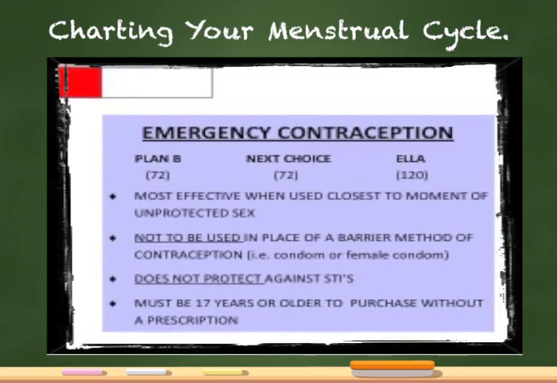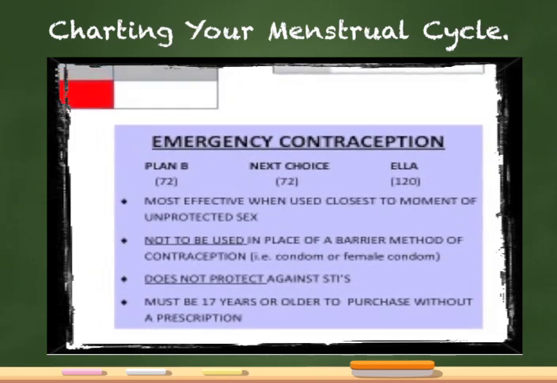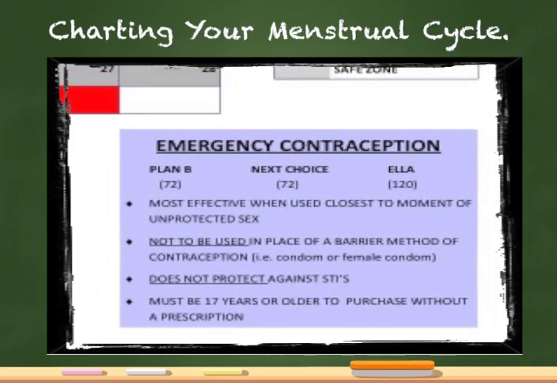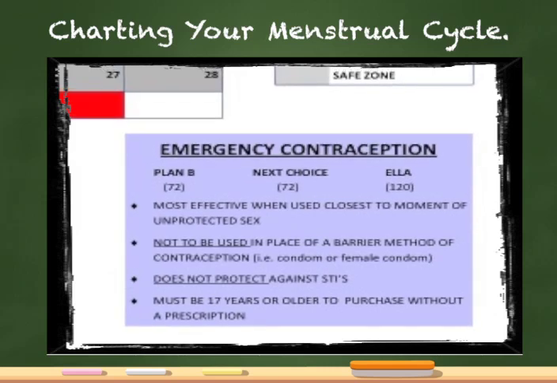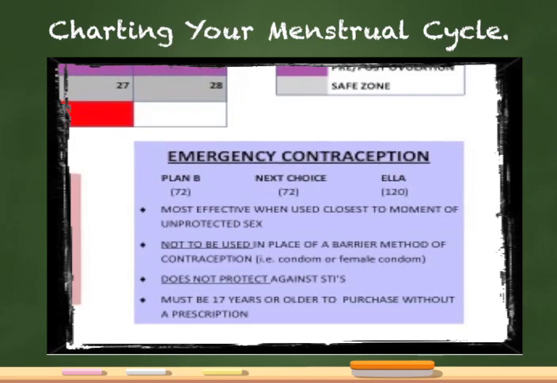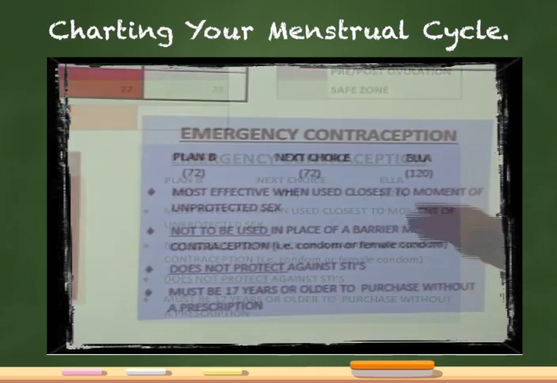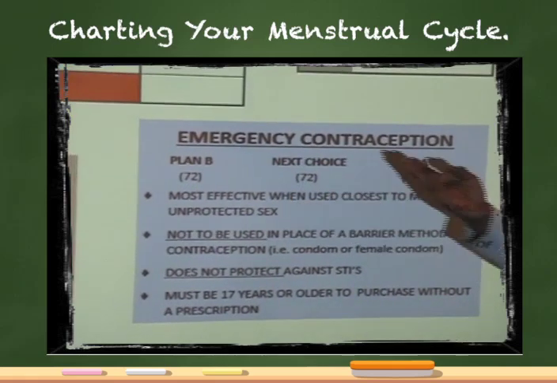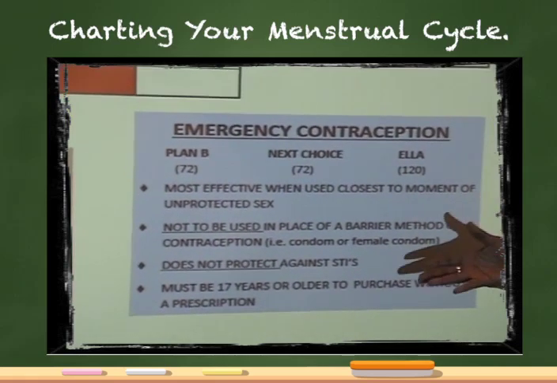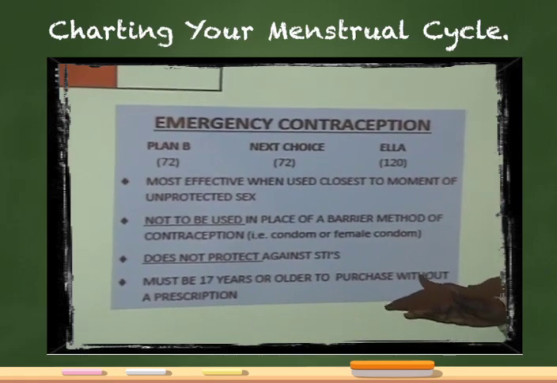So it's most effective when used closest to the moment of unprotected sex. And there are a few of them out on the market right now. Plan B, Next Choice, or Ella. Okay? They're not to be used in place of a condom or a female condom. Okay? And they do not protect against sexually transmitted infections. So as far as to be able to get Plan B, Next Choice, or Ella, you must be at least 17 years or older to purchase without a prescription.